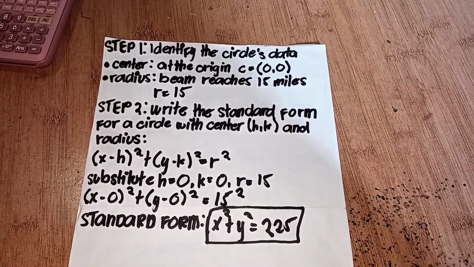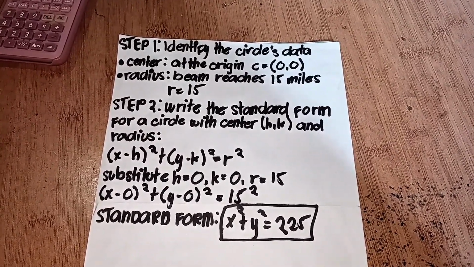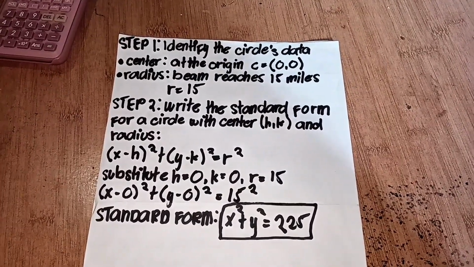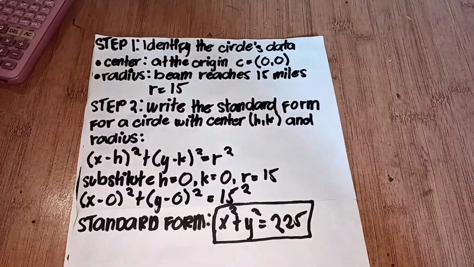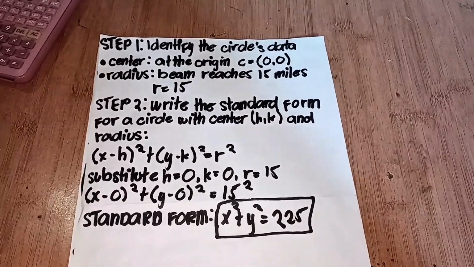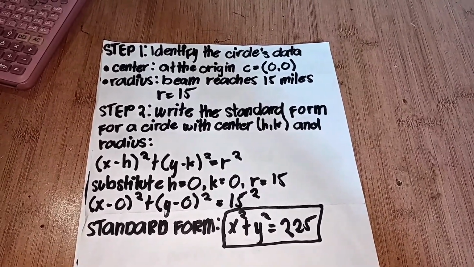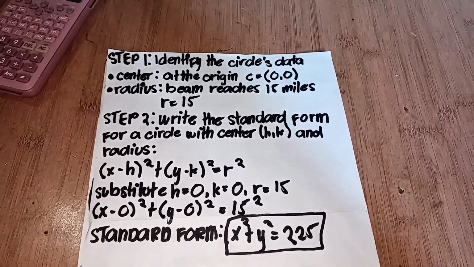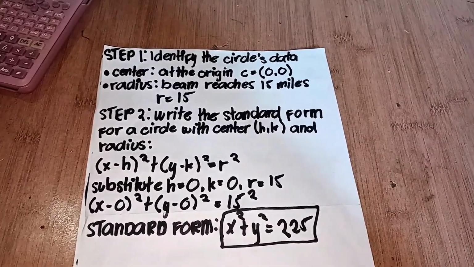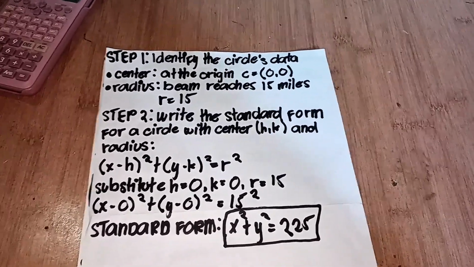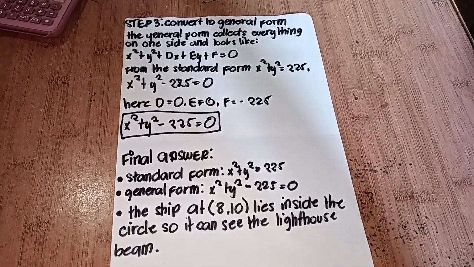Substitute h equals 0 and k equals 0, and our radius is 15. So the quantity x minus 0 squared plus the quantity y minus 0 squared equals 15 squared. So our standard form is x squared plus y squared equals 225. We get 225 because 15 times 15 equals 225. So let's move on.